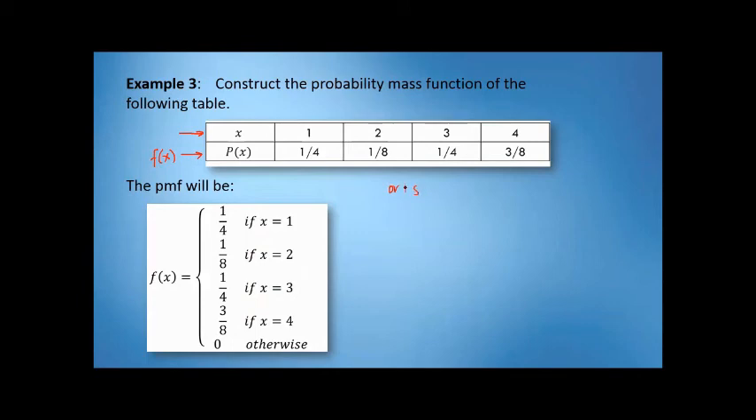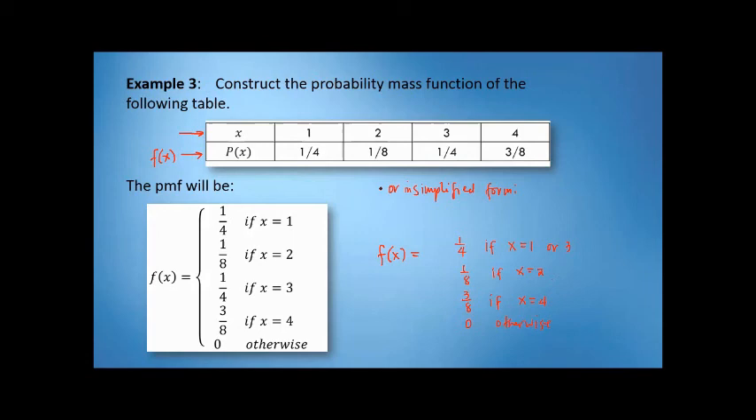Or in simplified form, again, f of x is equals to, ang magkaparehas ay 1/4. So we have 1/4 if x is equals to 1 or 3. Then followed by 1/8 if x is equals to 2. Then 3/8 if x is equals to 4. Then last is 0 otherwise.